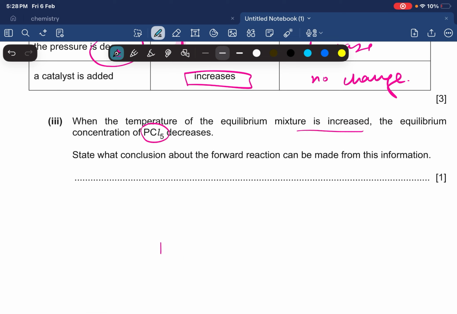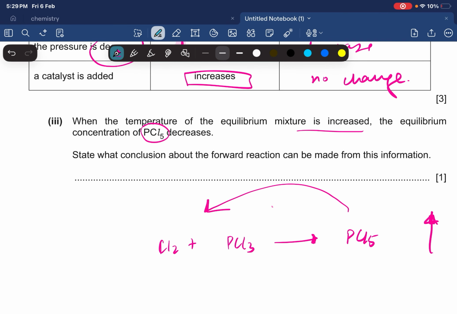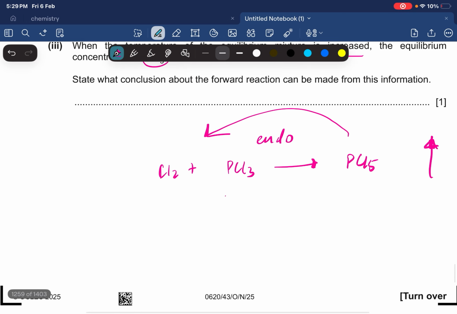Okay, so what's happening is that you have Cl2 and then you have PCl3, and that's forming PCl5. And when you increase the temperature, the reaction is going to move backwards, right? Why does it move backwards? It tries to decrease the temperature. That means the backward reaction is endothermic, right? And if the backward reaction is endothermic, that means the forward reaction is exothermic.